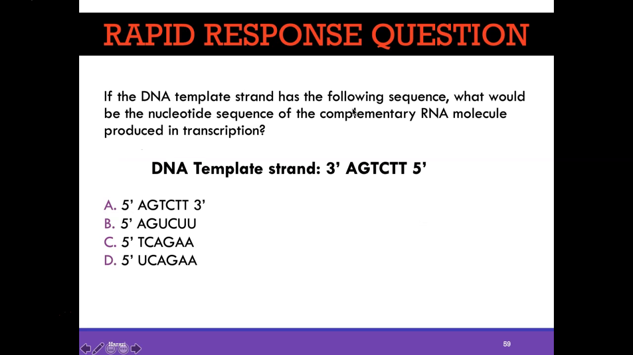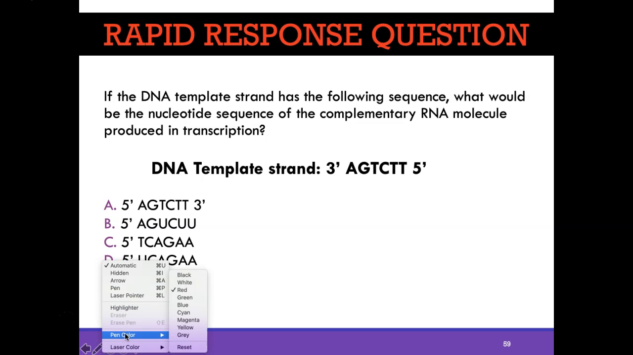So this is a possible quiz question. If the DNA template strand has the following sequence, what would be the nucleotide sequence of the complementary RNA molecule produced in transcription? So pause here, and you're given the DNA template strand. So pause here, and I'm going to show it for you, right?